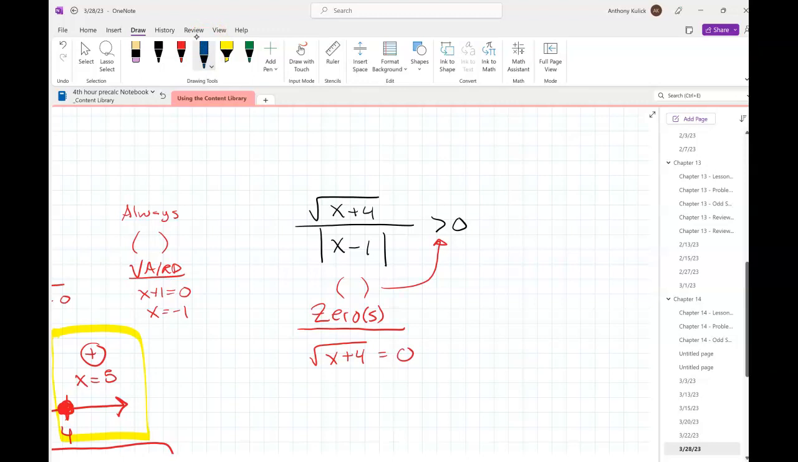All right. How do I solve that? Well, how do I cancel out the square root? Square both sides, right? And what's 0 squared? 0. And I'll just subtract the 4 over.